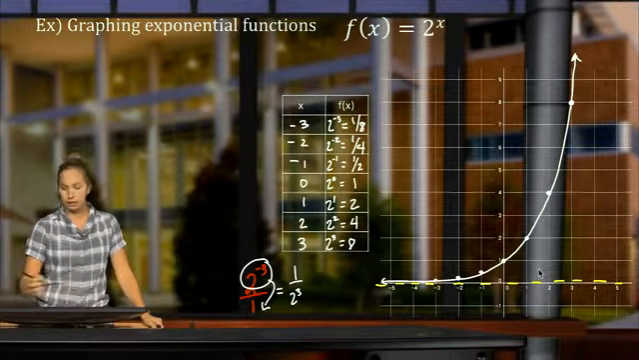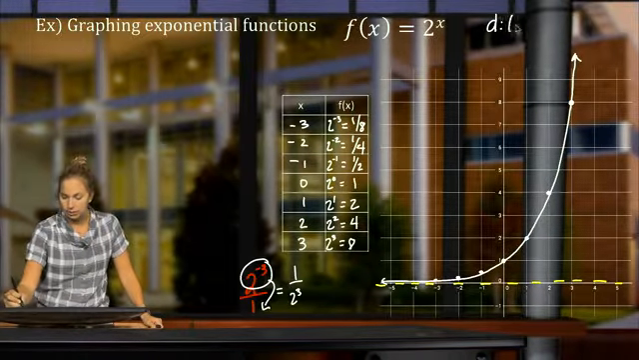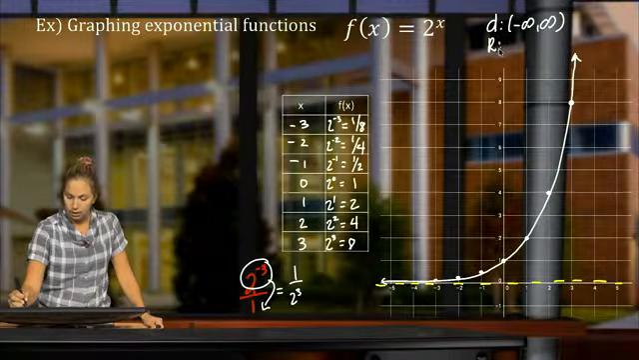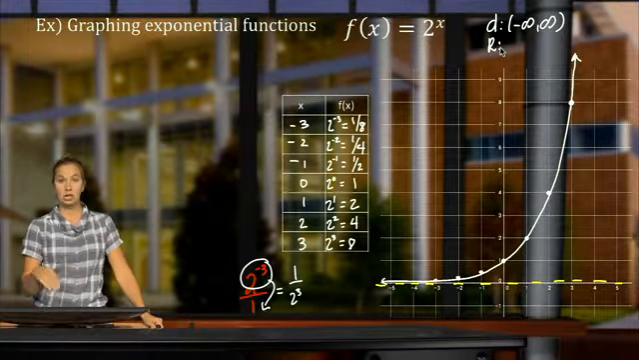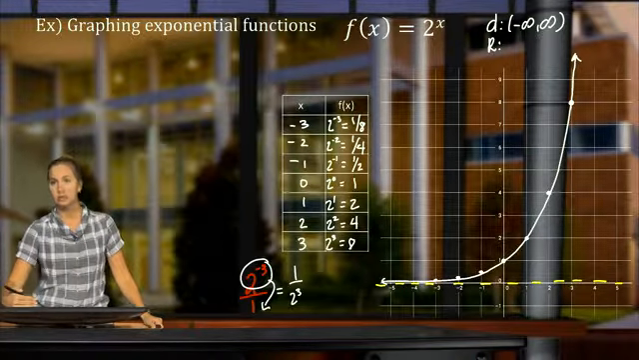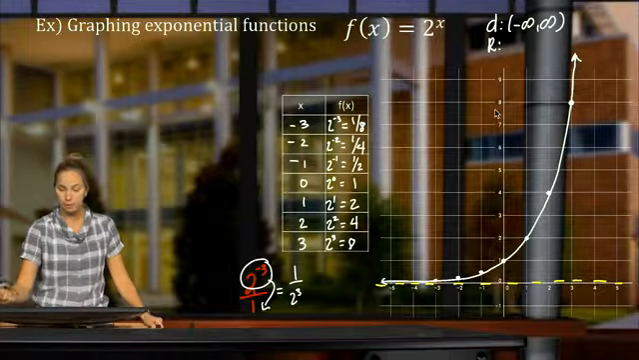What's the domain of this function? Looking at the graph, we can see that the domain is -infinity to +infinity. And what about the range? The range, we see a restriction, don't we? Our range starts at 0, starts here at our x-axis, and then goes all the way up to +infinity.